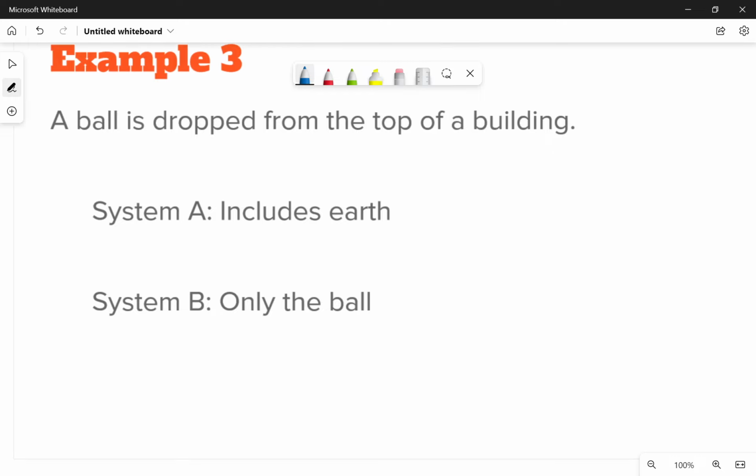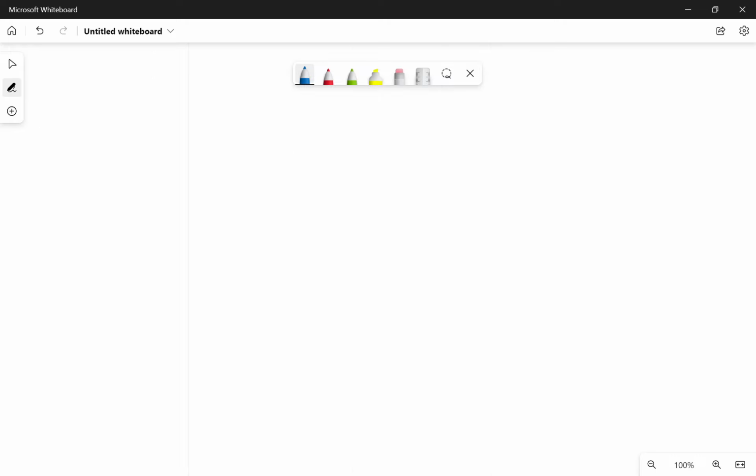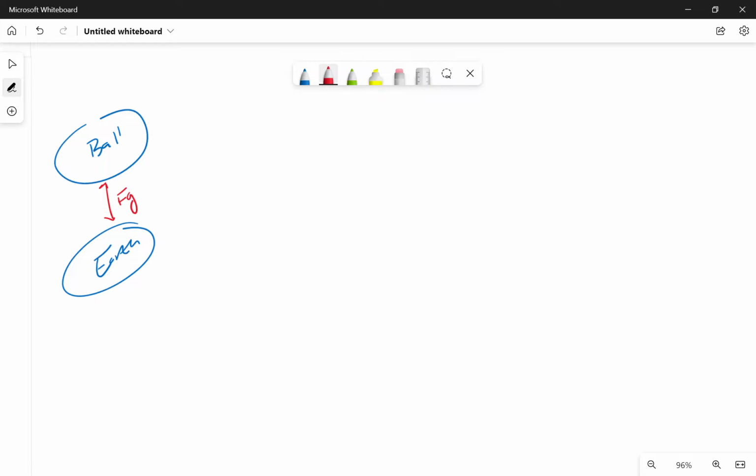So let's look at this in detail with a quick example. If I have a ball that's dropped from the top of the building, the same example I was just looking at before, I could look at this two ways. One, where I'm including Earth in my system, and one where I don't. So let me draw a system schema. It's a really simple one. I have the ball, and I have the Earth.